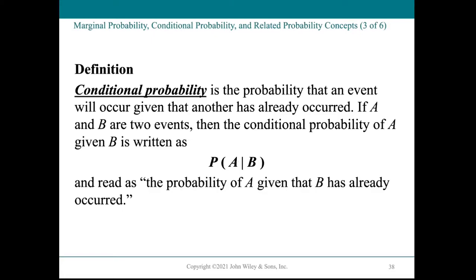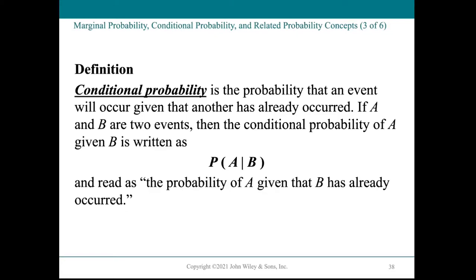Here, people get confused because event B by this time should already have occurred, even though it comes after. When you write it, B comes after A. But in the conditional probability, what this notation means is the event A happening given that this event that comes after in writing has already occurred.